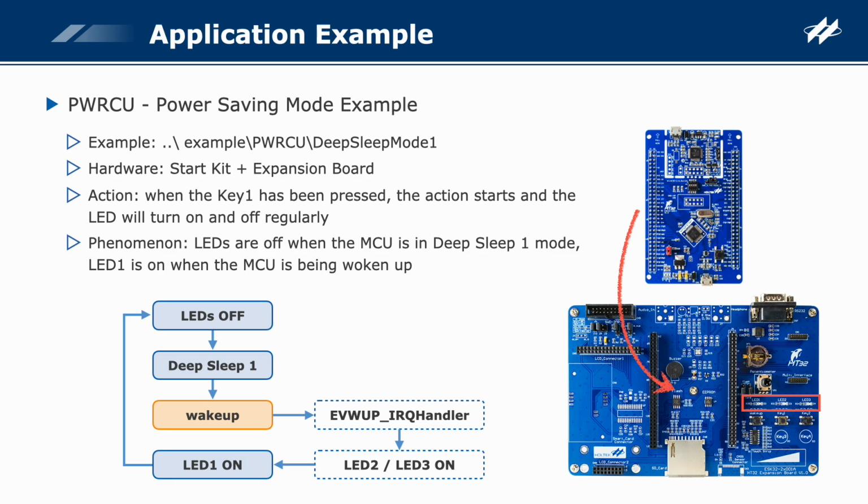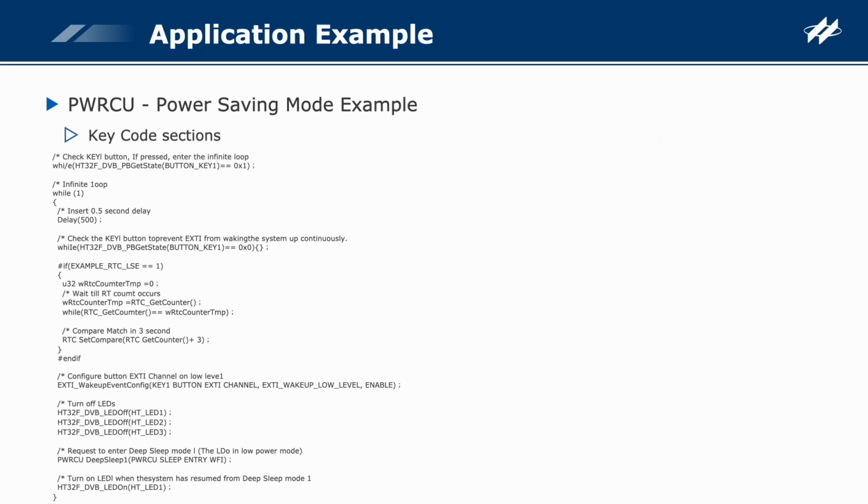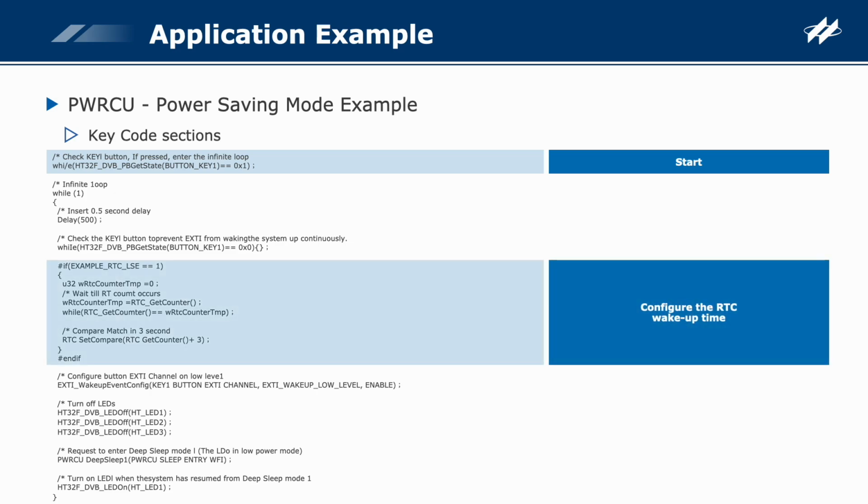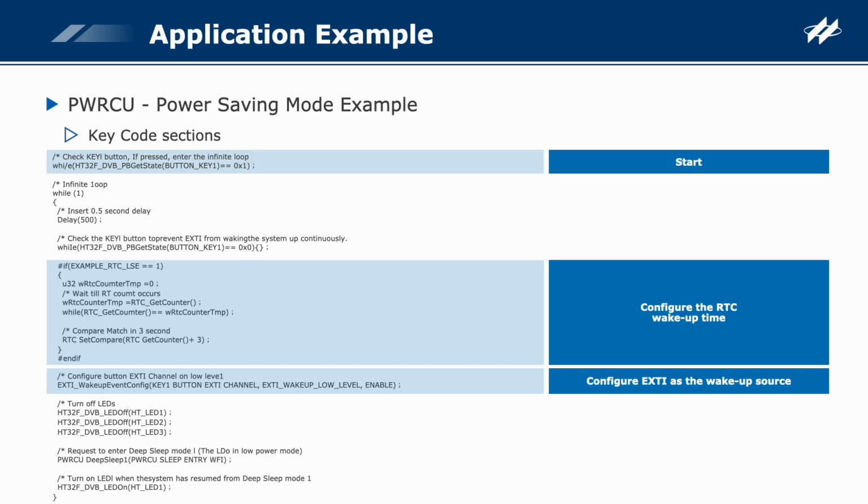It is noted that when the HT32 MCU enters a power-saving mode, the debugger cannot be connected to the HT32 MCU. The MCU must be woken up before using the debugger. The following is a part of the sample procedure. The user presses the key 1 to confirm that the MCU enters Deep Sleep 1 mode. Set the RTC as a wake-up source. Set the key 1 EXTI as a wake-up source.